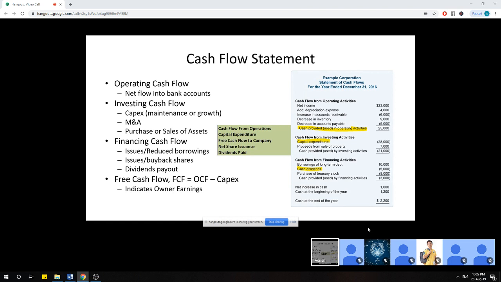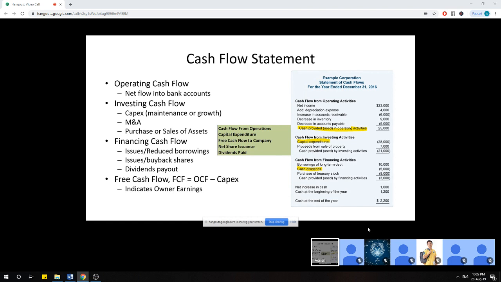All the non-cash expenses, and also all the working capital. So net income only tells you how much this company earned this year, but cash flow is telling you how much this company received in terms of cash this year.